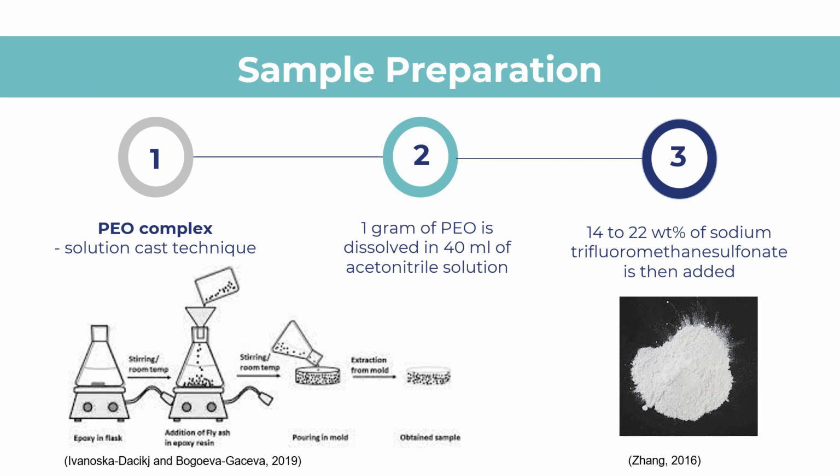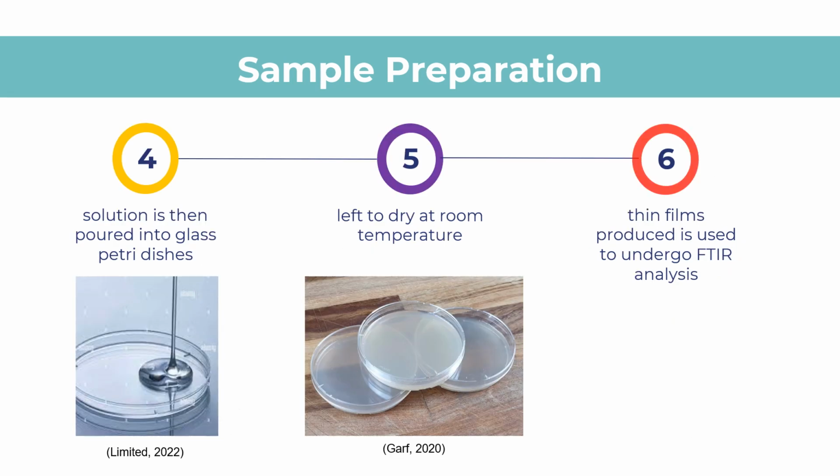First, the PEO complex is prepared by the solution cast technique. Second, 1 gram of PEO is dissolved in 40 milliliters of acetonitrile solution, and the mixture is stirred until the PEO powder is completely dissolved. Next, 14 to 22 wt% of sodium trifluoromethane sulfonate is added into the solution and stirred continuously until a homogeneous solution is obtained. Fourth, the solution is poured into glass petri dishes and left to dry at room temperature. Finally, the thin films produced are used for FTIR analysis.